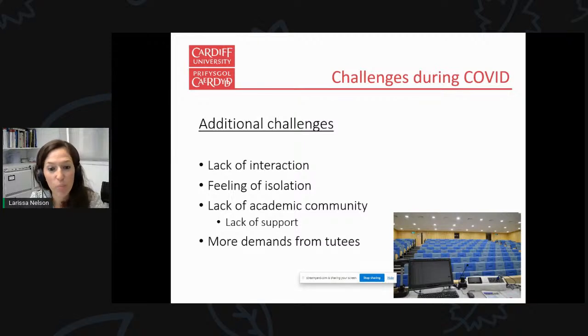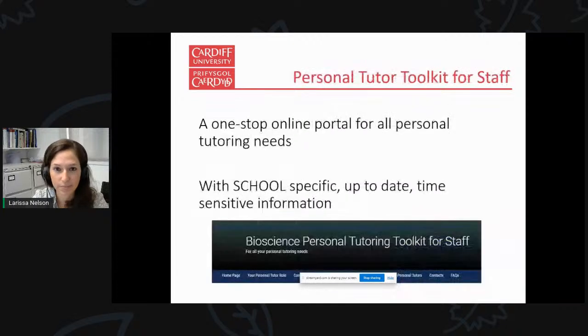And in addition to that, there were more demands from tutees. All of a sudden, there were so many more questions coming from tutees, and students were really struggling to understand where to go with all of the extra challenges that were placed on them through COVID.